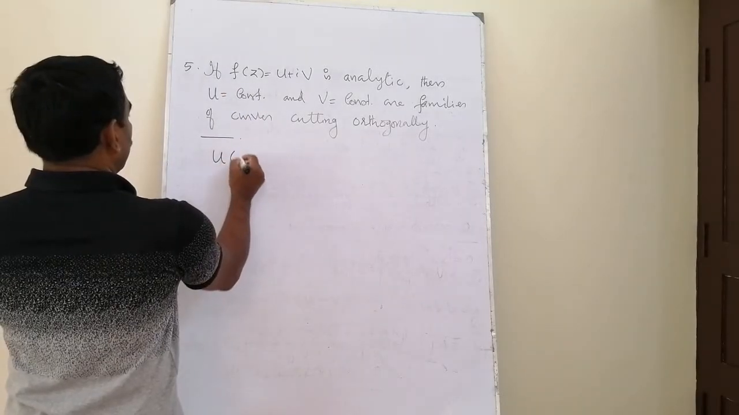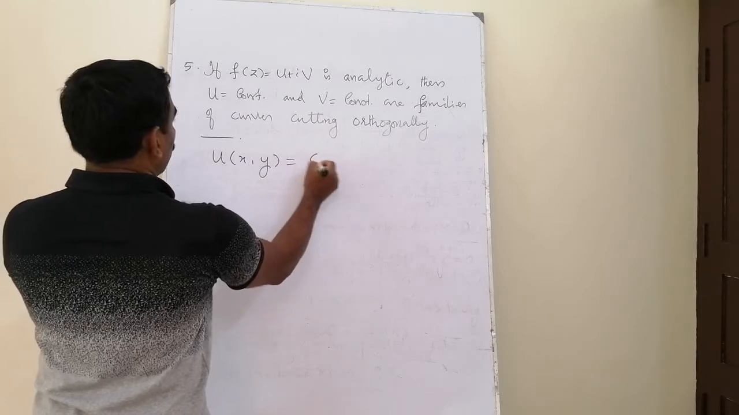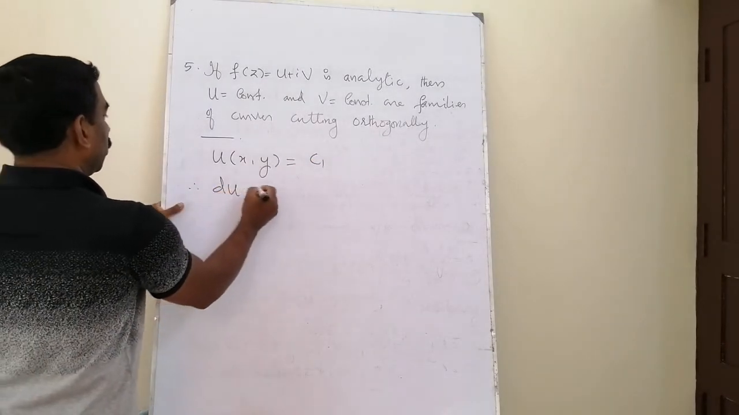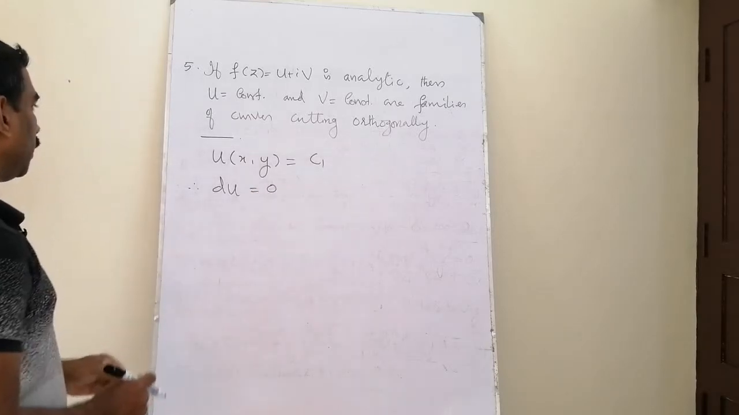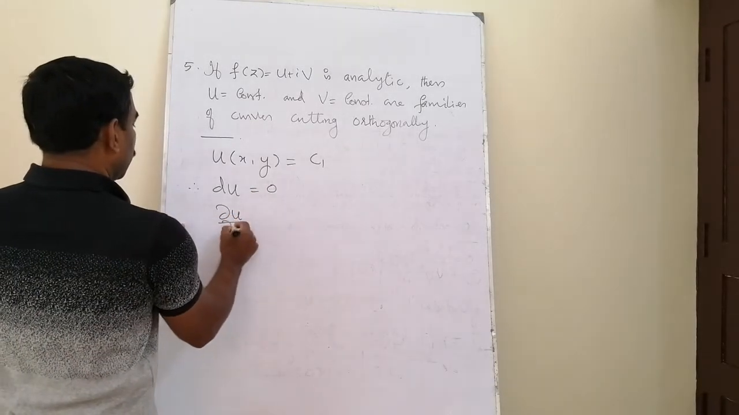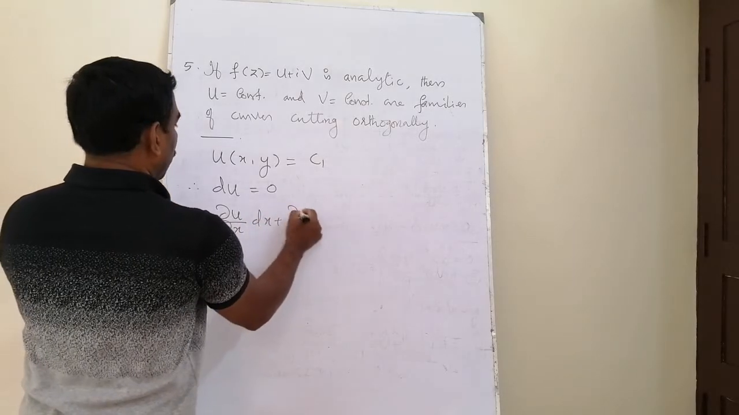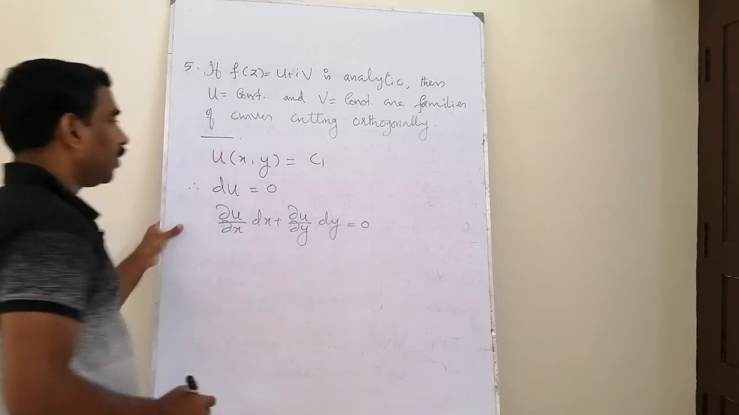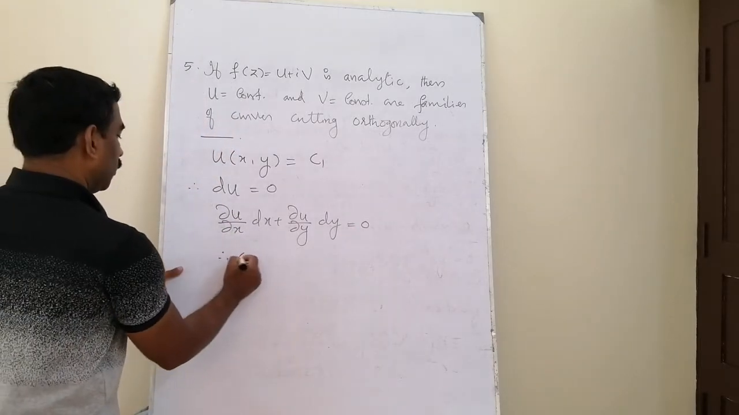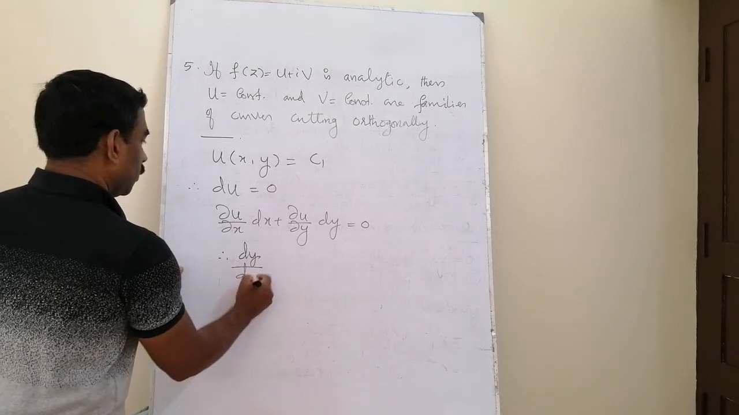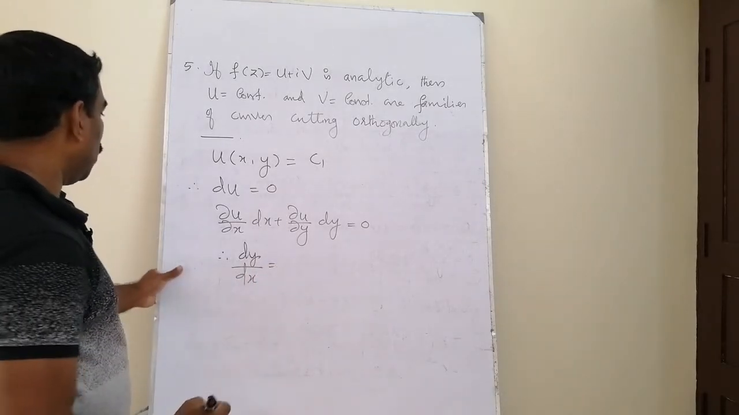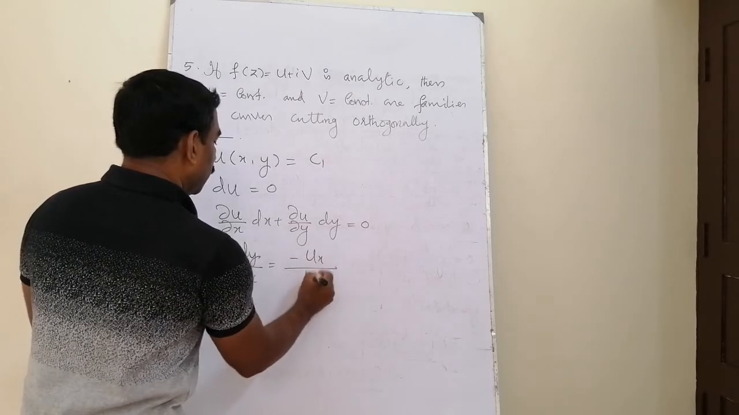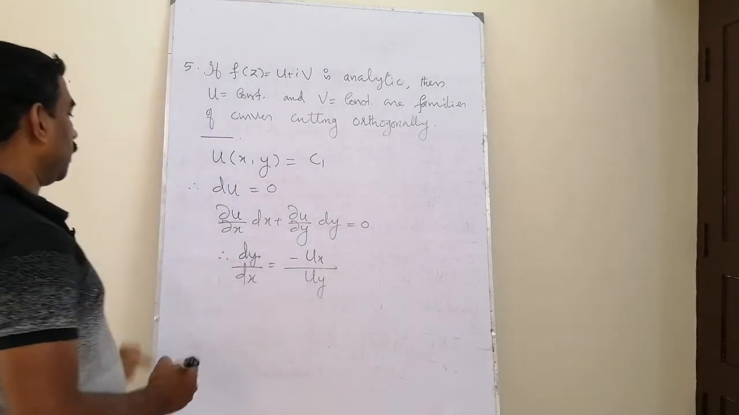It is given that u is a function of x and y, and u is equal to some constant, say c1. Therefore its differential du is equal to 0. So we have ∂u/∂x dx plus ∂u/∂y dy equal to 0. Therefore dy/dx is equal to minus ∂u/∂x divided by ∂u/∂y, that is minus ux divided by uy.